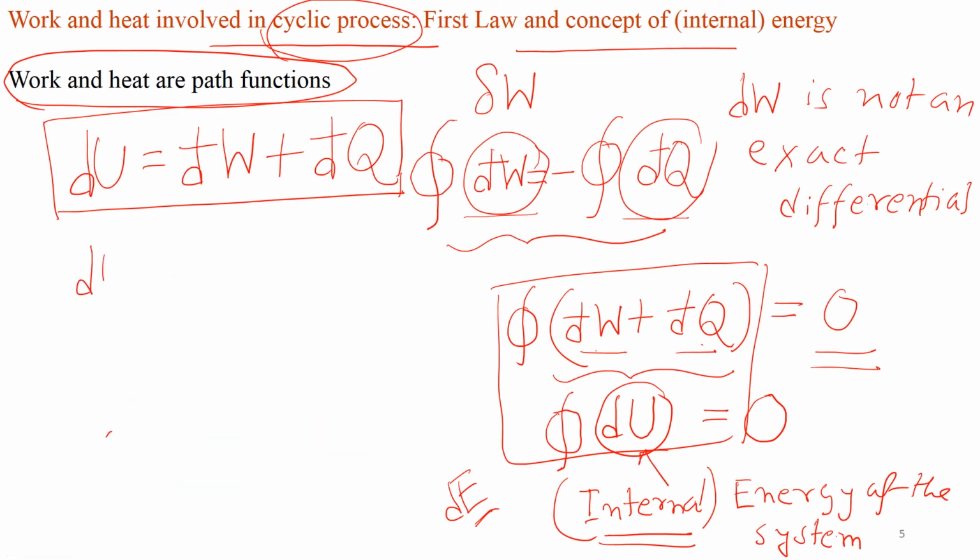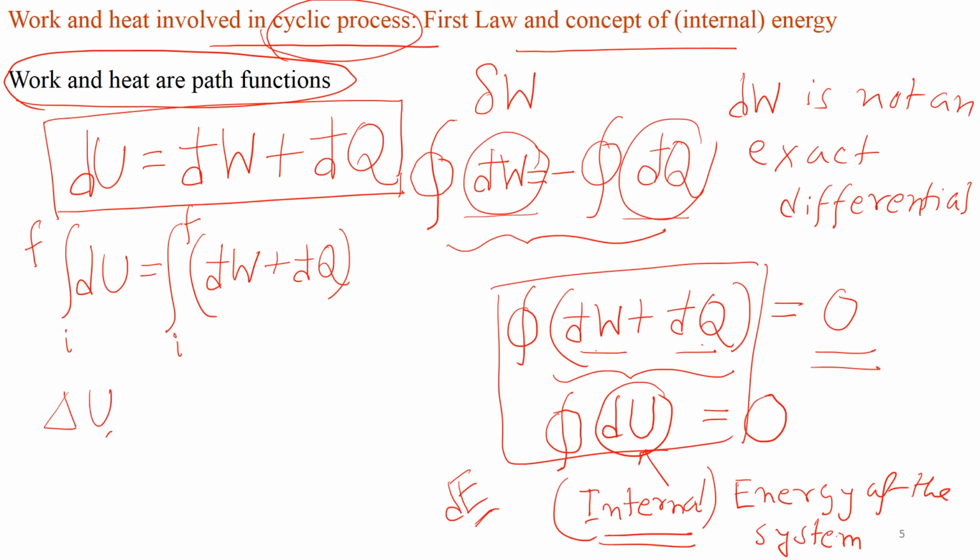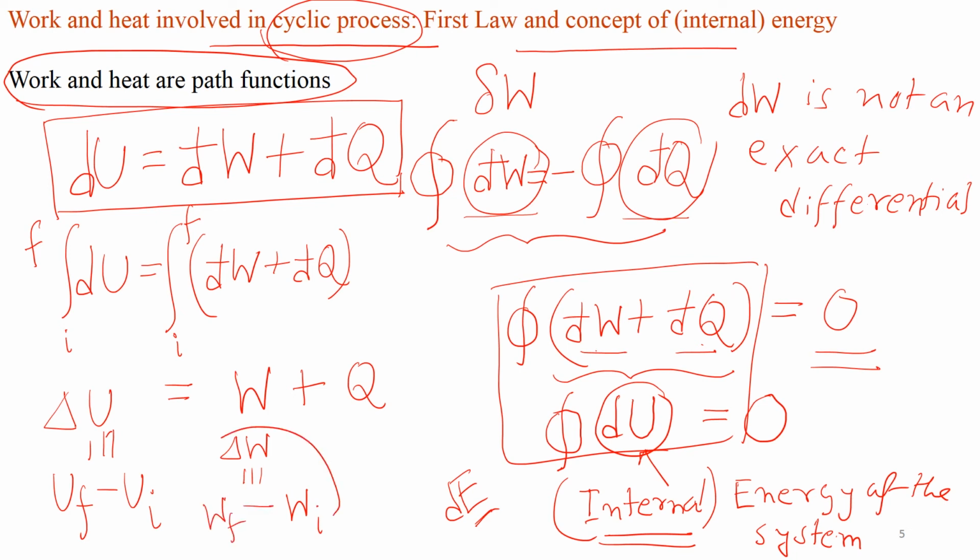Now, suppose we make a finite change from an initial state, say I, to a final state F. We will get an integral form of this equation, and du integrated over initial state to final state will be delta u, where delta u is nothing but energy of the system in the final state minus energy of the system in the initial state. Now, when we write the right hand side, I write here as W plus Q, because if I write it as delta W, that would mean the work done in the initial state and work done in the final state, which is meaningless, because work is a form of energy in transit. Same is true for Q, and work and heat are path functions.